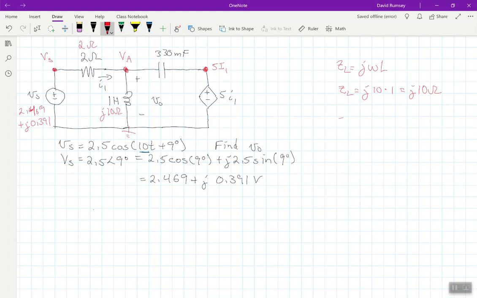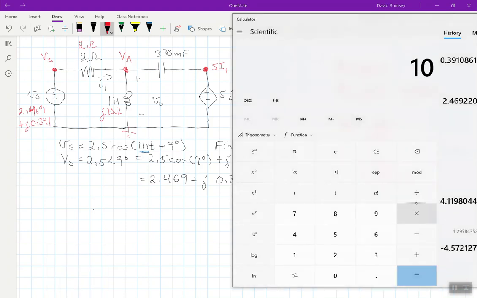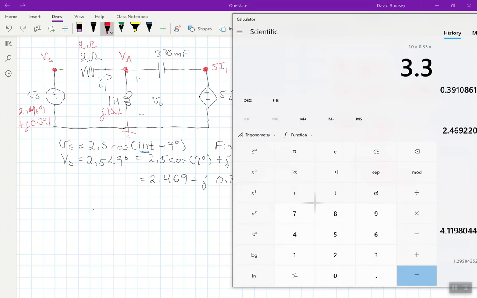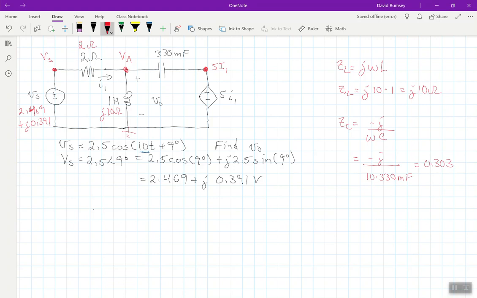And then for the capacitor, it would be minus j over omega C. And so this is going to be minus j over omega, which is, again, 10 times 330 millifarads, which is equal to, well, you'd have 10 times 0.33, and then you have the reciprocal of that, which is 0.303. So this would be minus j 0.303 ohms.